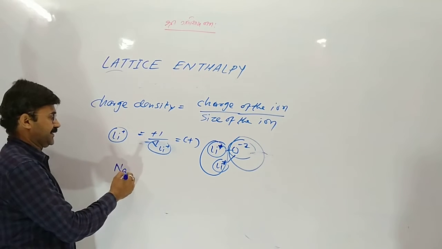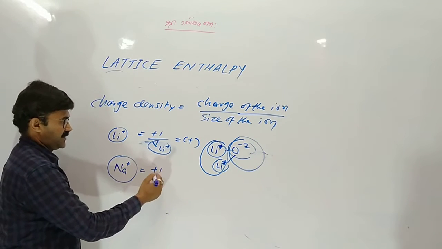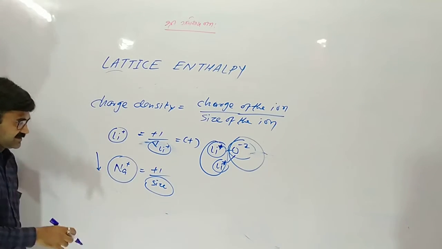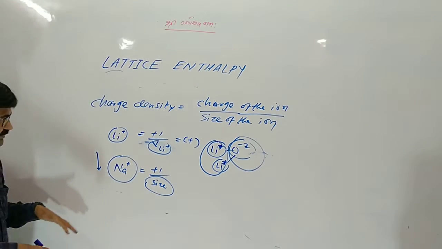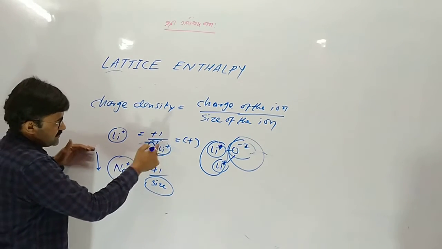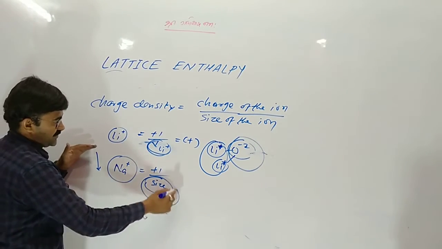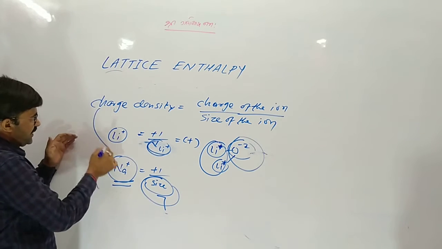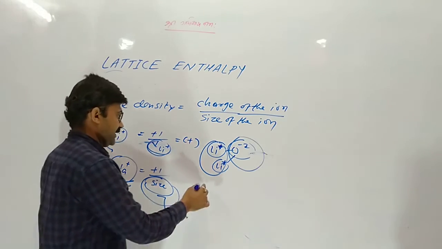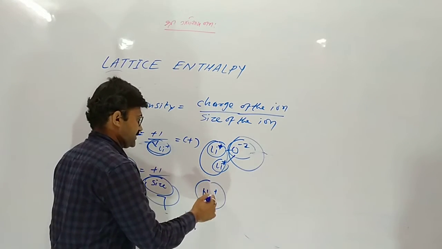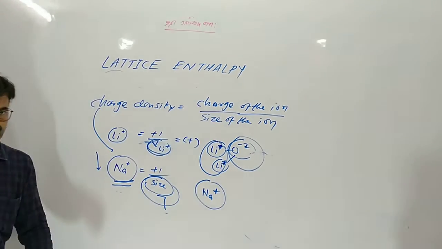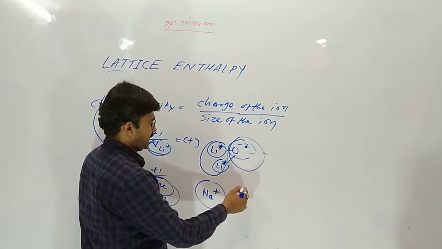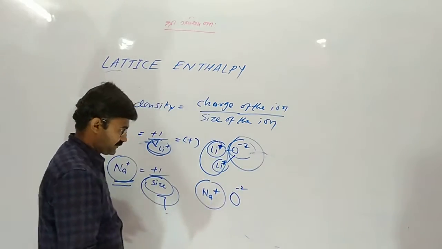But in the case of sodium, what happens? Charge is 1, but size is increased. So the charge density is slightly decreased. This size is small, this is big. So the size increased, so the density of charge decreases. So sodium will not have as much attraction toward oxygen as lithium has, it loses that right. So it has to allow the oxygen.